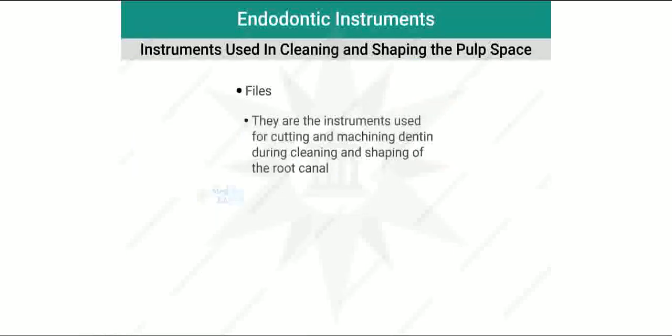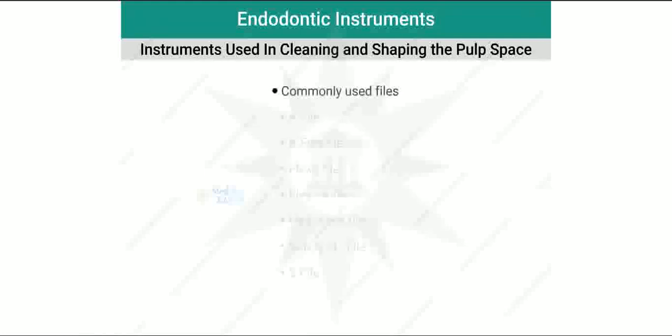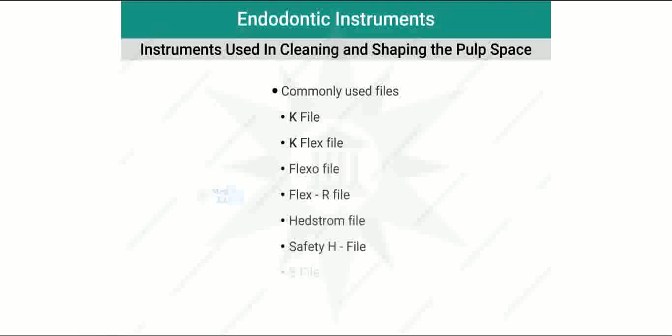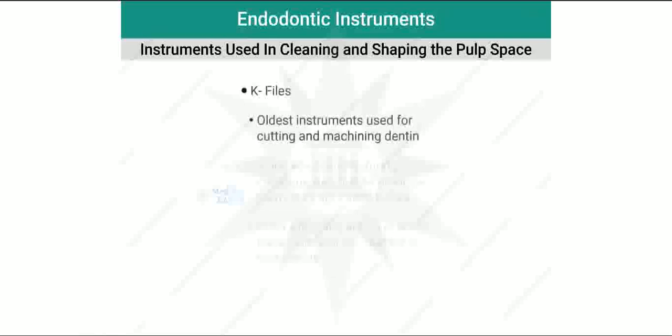The most commonly used files are K files, K-flex files, Flexofiles, Flex-R files, H files, safety H files and S files. Let's discuss each of the files separately. K files. These are the oldest instruments used for cutting and machining the dentin. Since Kerr Manufacturing Company was the first to produce these files, they are called K files.